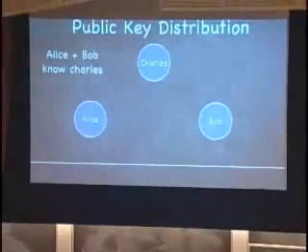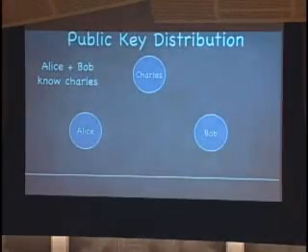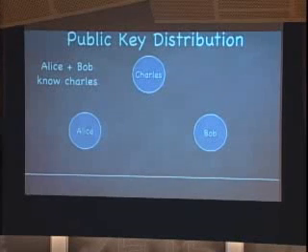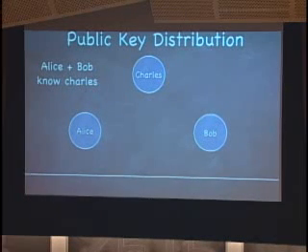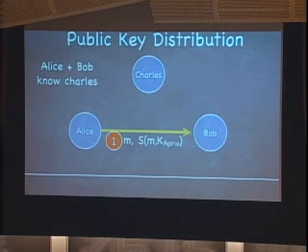So certificates work like this. The idea with certificates is that we're going to introduce a third party, shown here as Charles. Let's suppose that Alice and Bob know and trust Charles, so they've already somehow exchanged information with Charles, exchanged keys with him. So the idea is now that suppose Alice wants to send a message to Bob.